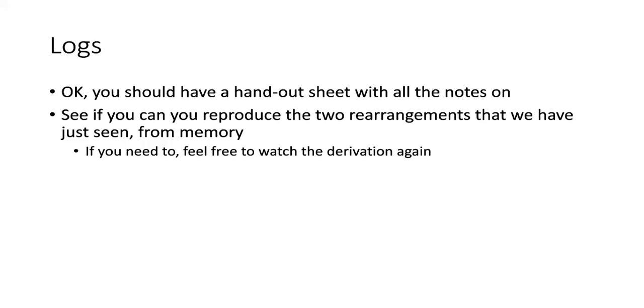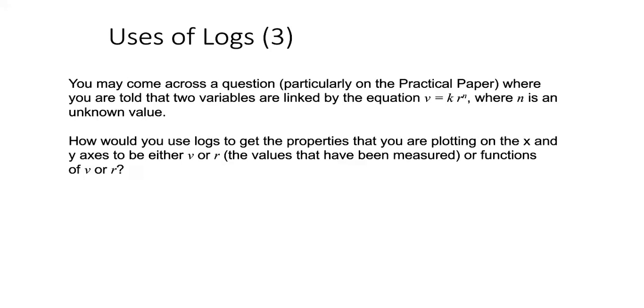Let's assume you paused it and now are going on to this one. Let's come on to the third way in which we use these equations. And as I say, this is quite commonly used in practical papers. If you're told that you've measured two variables, in this case V and R, that are linked by an equation which is V is k R to the power n, but you're also told that you don't know what the value of n is, how are we going to use logs to get the properties that you're plotting on the x and the y-axis to be either V or R, or functions of V or R?